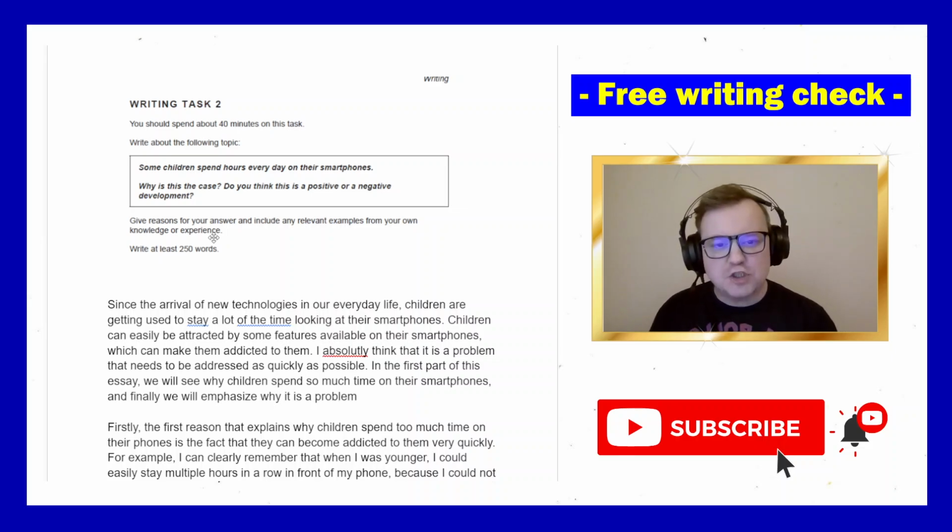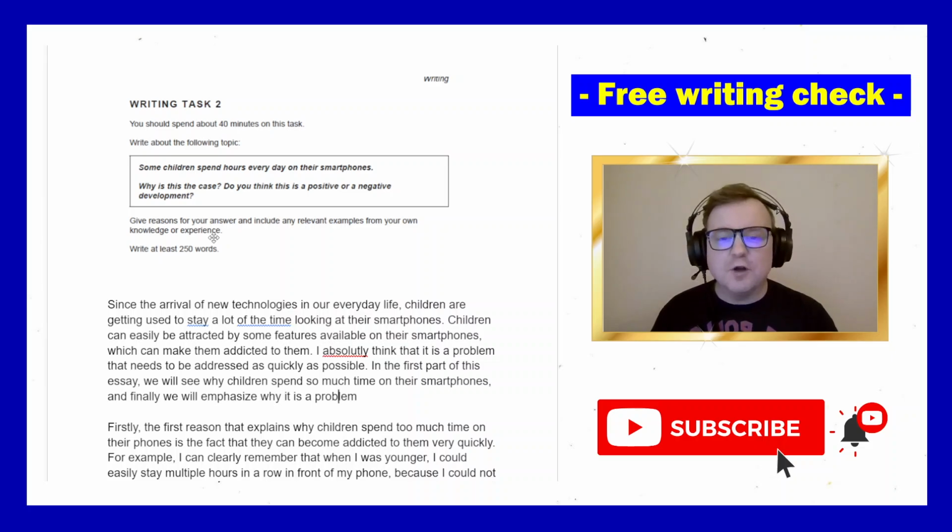We'll have the introduction, in which we will give some general background information about the topic. We will also address the question, and also we will state our position. We will mention what we're going to write about, and we will also say whether we think it's a positive or negative development. Paragraph 1, body paragraph 1, why is this the case?